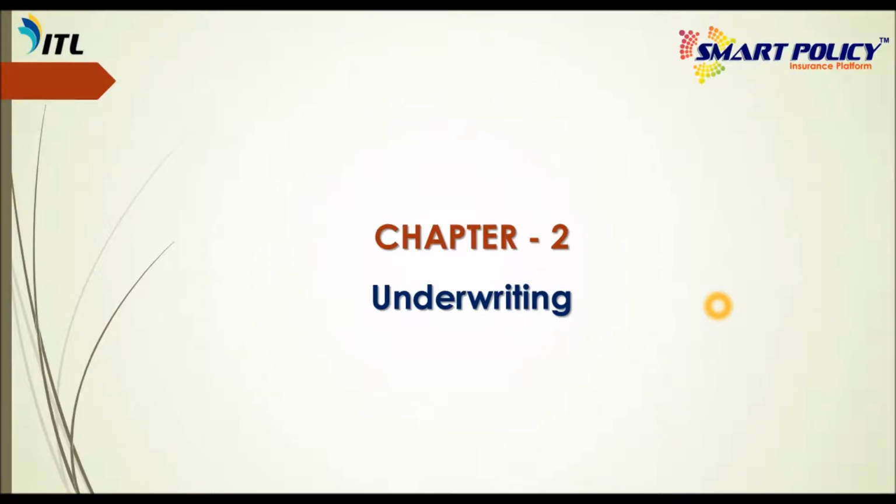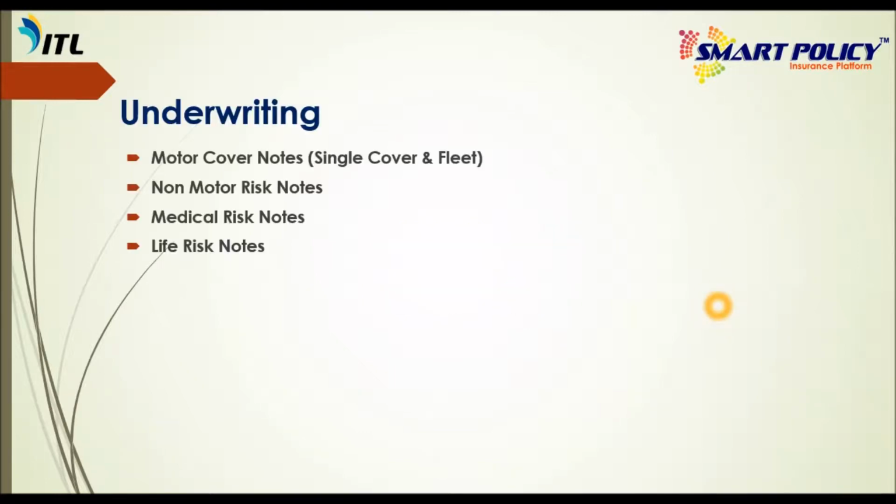So chapter 2, underwriting. As part of underwriting, we're going to see how we issue motor cover notes, for both single cover and fleet. We're going to see non-motor risk notes covering all general insurances, and then we will see medical insurance: how we issue risk notes for medical insurance, and how we issue risk notes for life. Okay, let's get started with chapter 2, underwriting.